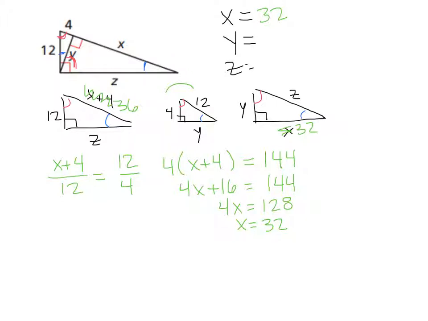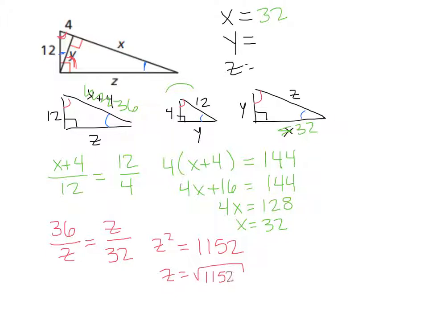I see that 36 over z from the first triangle is the same as z over 32 from the second triangle. So if we are going to apply our cross products equal to each other, we end up with z squared equals 32 times 36, which is going to be 1,152. Take the square root, and we get z equals the square root of 1,152, which can be simplified a little bit to be 24 times the square root of 2, or the decimal approximation of 33.94.